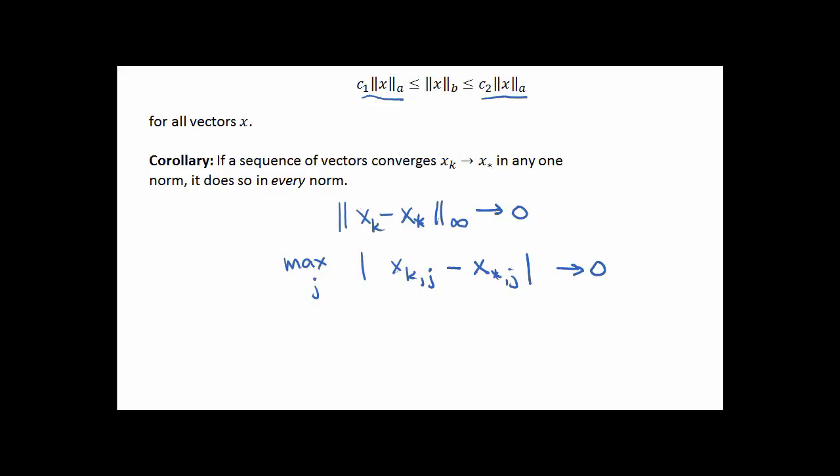And that can only happen if the sequence converges entry-wise. So in other words, a sequence of vectors converging, no matter what norm we use to prove it, means that all the elements of that vector converge to the elements of the limit vector, which is just what you would expect, but it's nice to have a mathematical proof of the fact too.